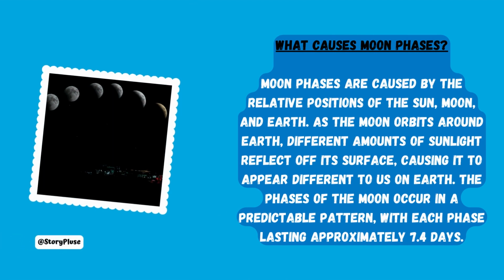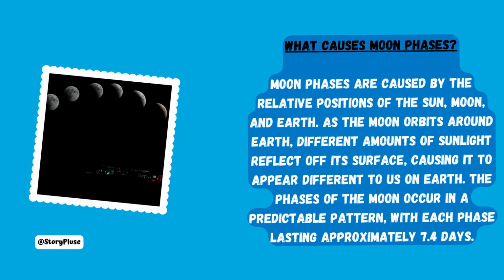What causes moon phases? Moon phases are caused by the relative positions of the sun, moon, and Earth. As the moon orbits around Earth, different amounts of sunlight reflect off its surface, causing it to appear different to us on Earth. The phases of the moon occur in a predictable pattern, with each phase lasting approximately 7.4 days.